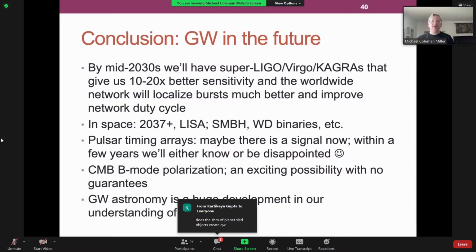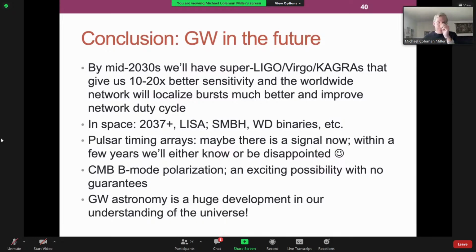Does the simple harmonic motion of planet-sized objects create gravitational waves? Okay, so by this I assume you mean the orbits. Yes, it absolutely does. For example, if we think about the Earth around the sun, I believe that it would spiral into the sun based only on gravitational waves within something like 10 to the 30th years. So don't hold your breath.